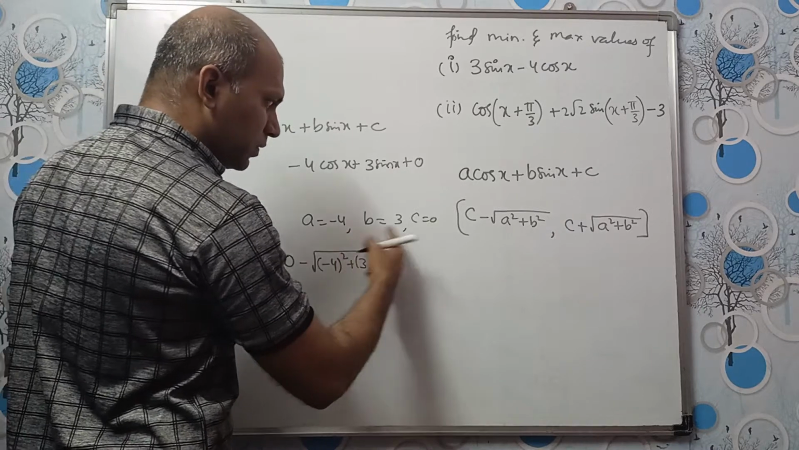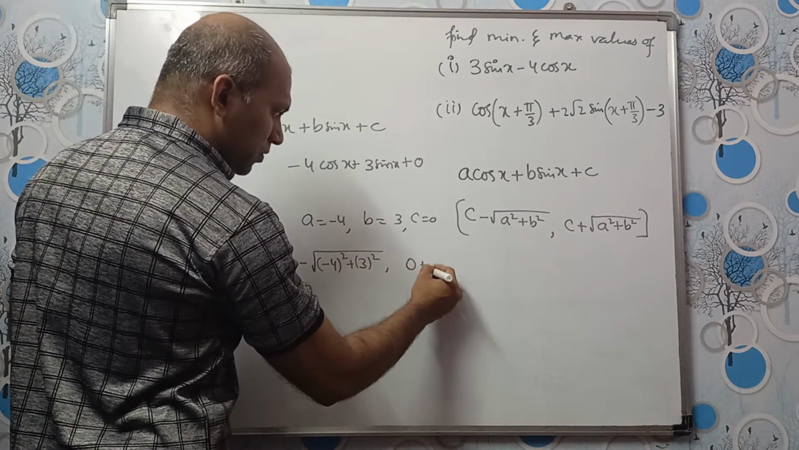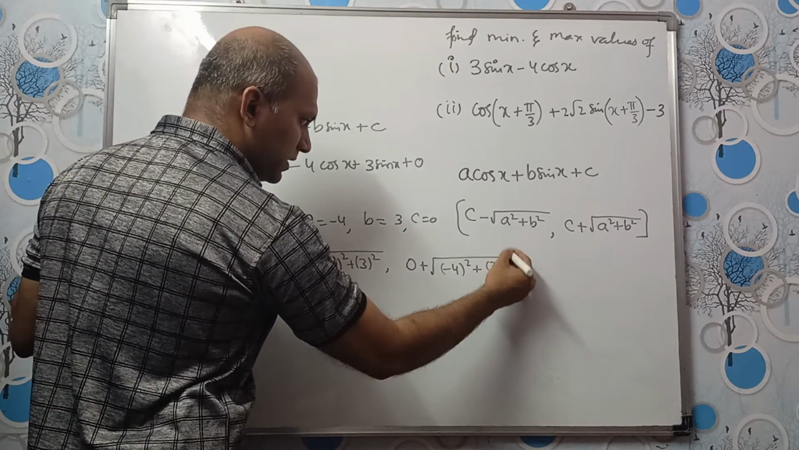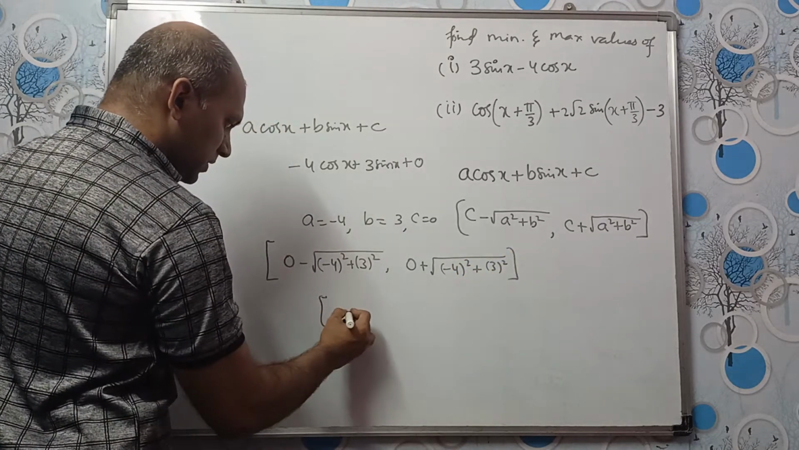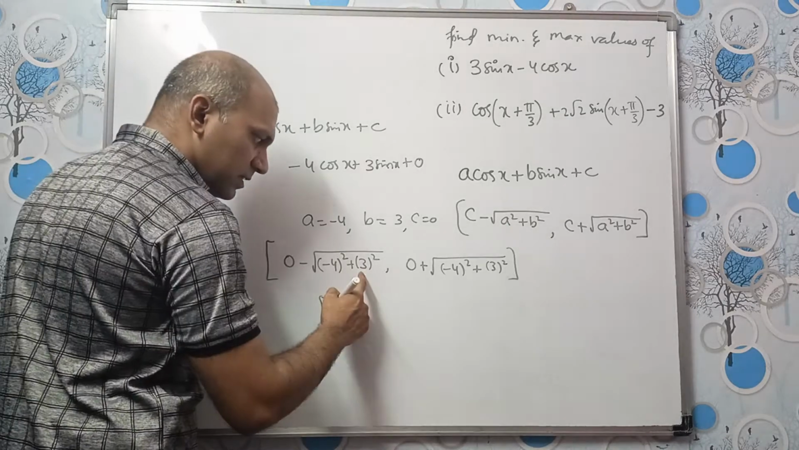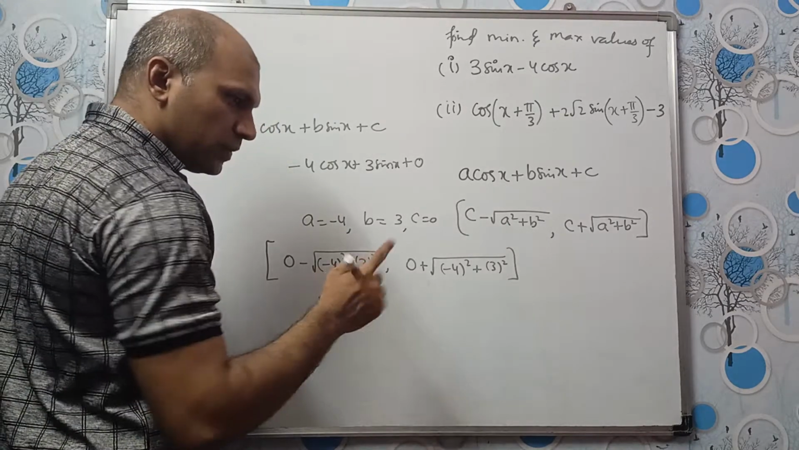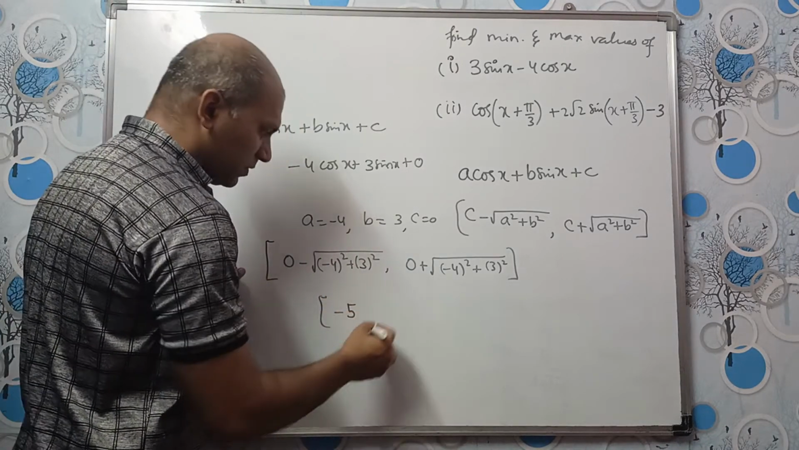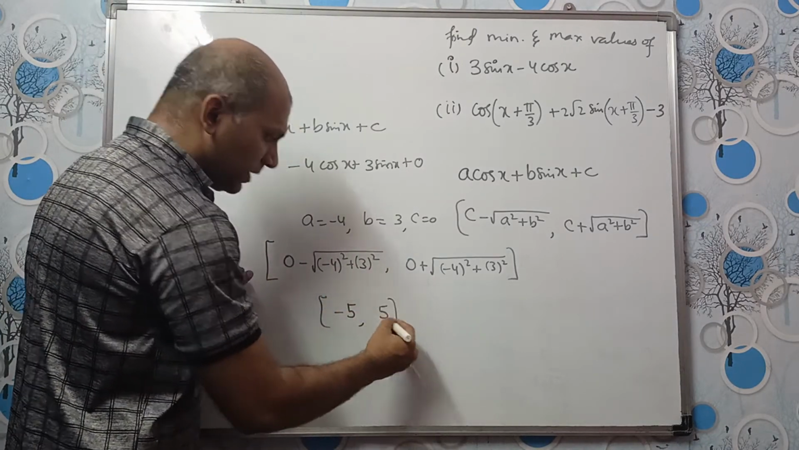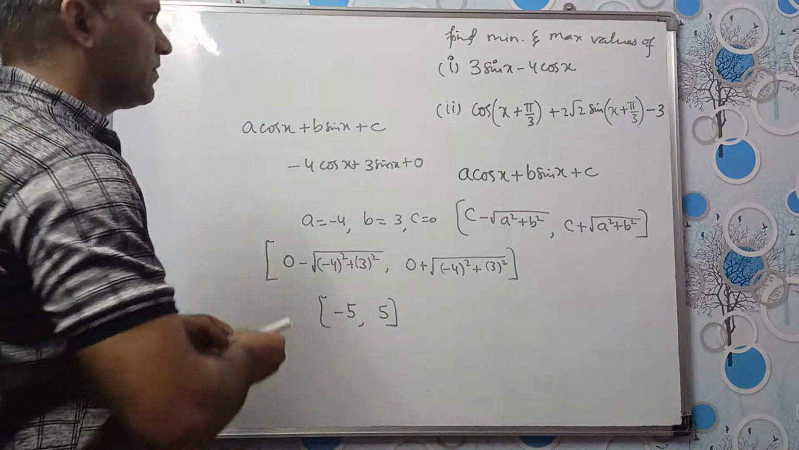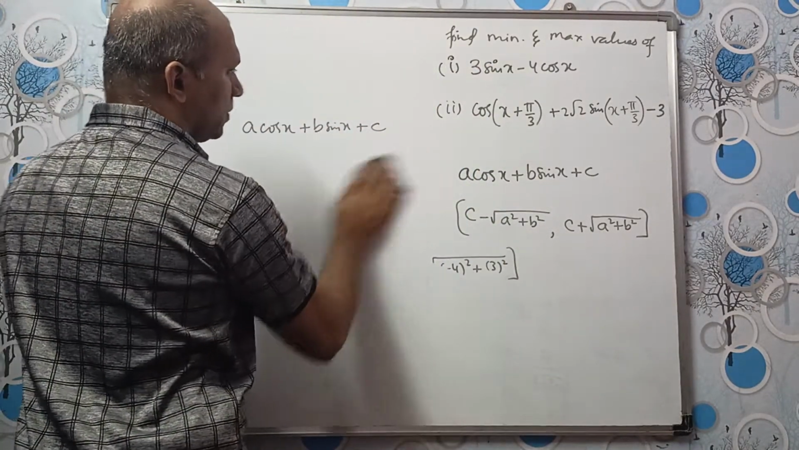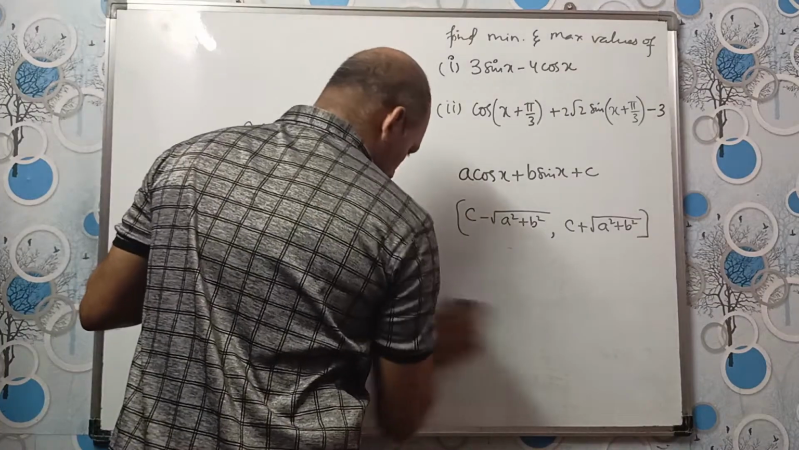Okay, root of a² + b². 0 plus root of a² + b². This is the maximum value. So this is root of 16 + 9. Minus 4 squared is 16, right? 16 plus 9 is root 25. Root 25 is 5. So minus 5 and plus 5, minus 5 and plus 5 are the minimum and maximum values of this first problem. Okay, what about the second problem now?